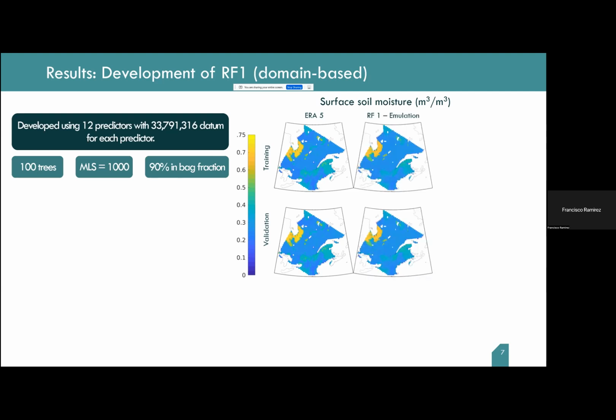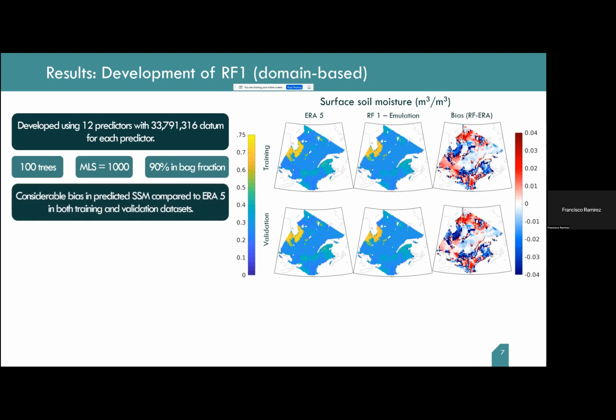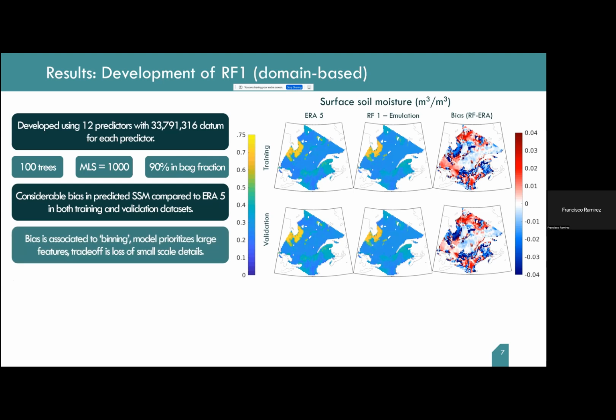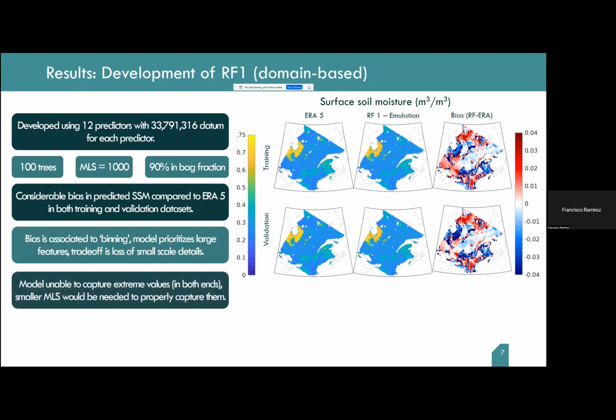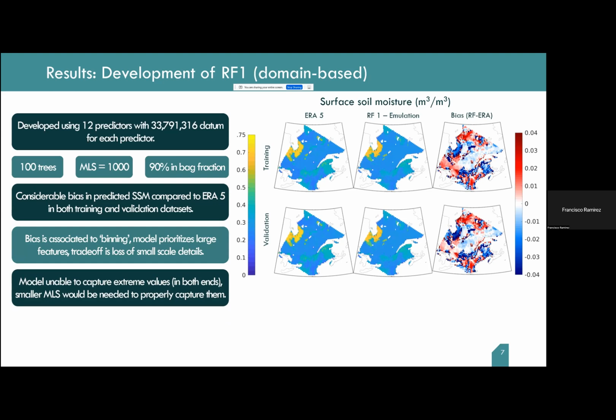And in these figures, I'm showing the results of the RF1 model. We can see here that there is a considerable amount of bias in both training and validation datasets. These large biases can be explained as the trade-off between keeping large-scale features and capturing extreme values. To properly capture these values, a smaller minimum leaf size would be needed. However, the computational advantage of using machine learning models would be lost if we did that.